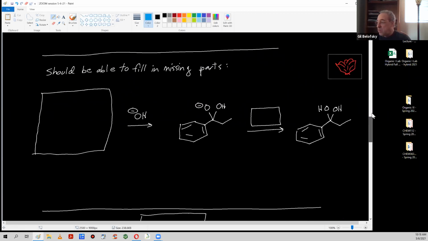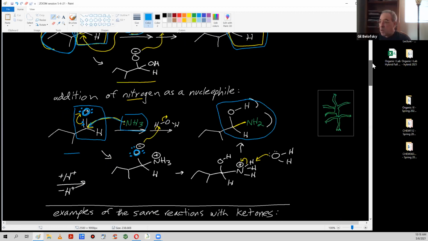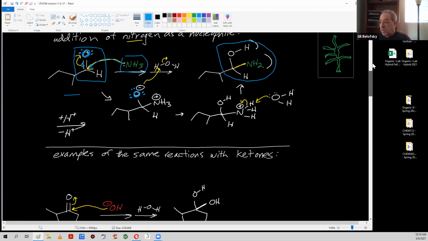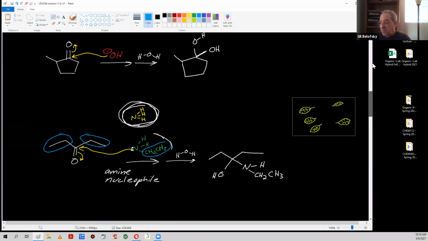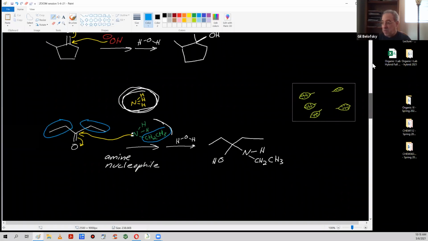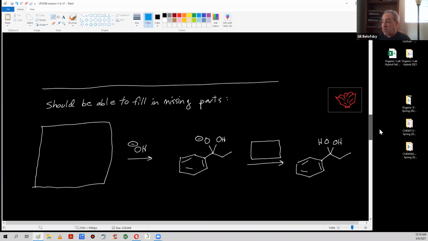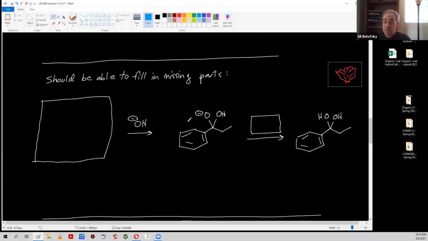Any questions on any of that so far? We did hydride addition, OH addition, and amine addition. We kind of realized those are all basically the same, with a few little differences in how it picks up protons at the end or loses them. And then we saw some more examples. So any questions before I go to the next thing? Or things you'd like to see redone or anything?